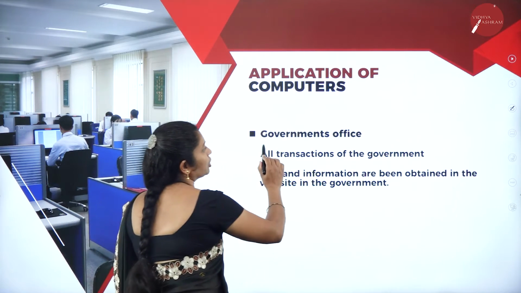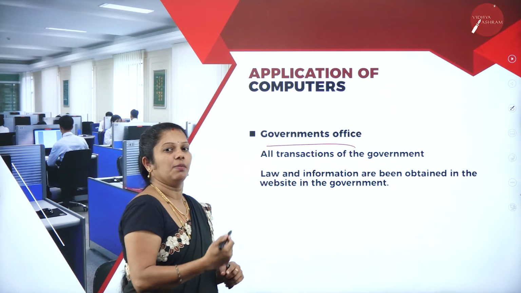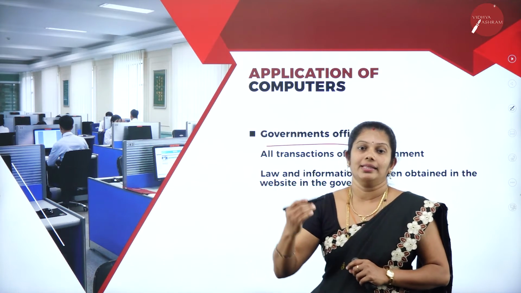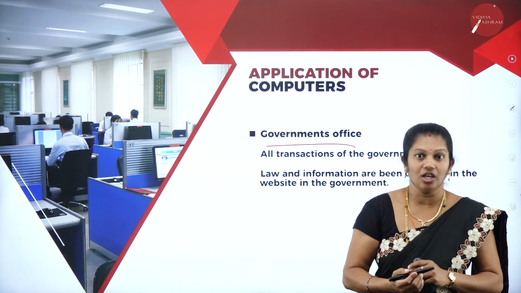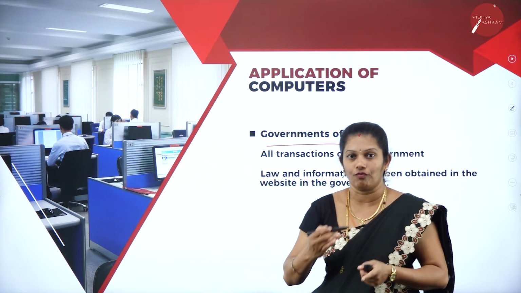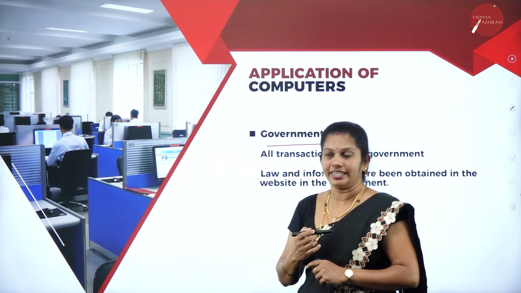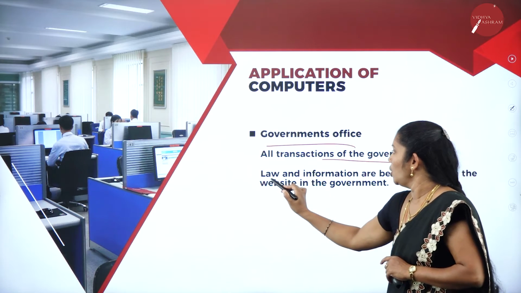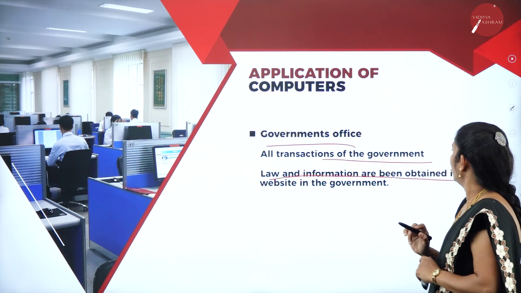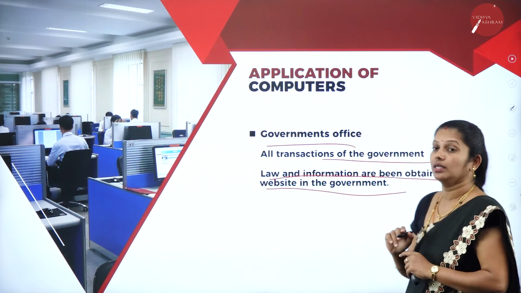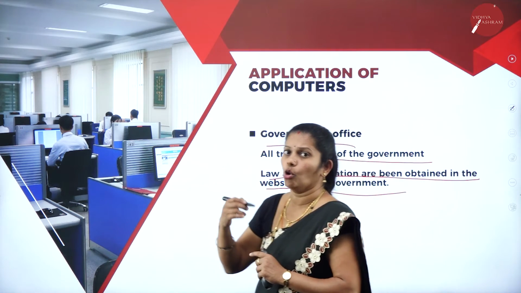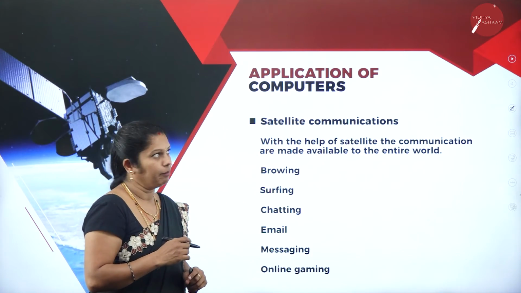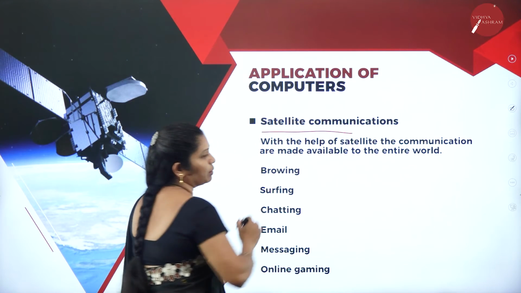The next one, in government office. In government office, for which purpose are we using it? There also, to maintain the employees' information, to maintain the salary, to maintain whatever transactions happen especially in that office. To maintain that also we need computers. That is, all transactions of the government are maintained here by using computers. Laws and information are obtained from the government website. On the website we can get all the information regarding that particular transaction that can be done by using computers.